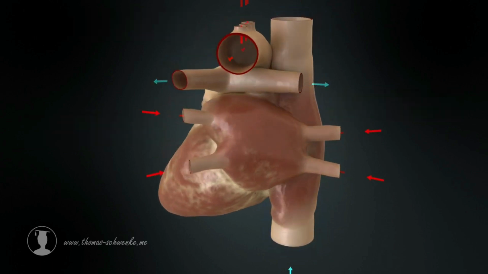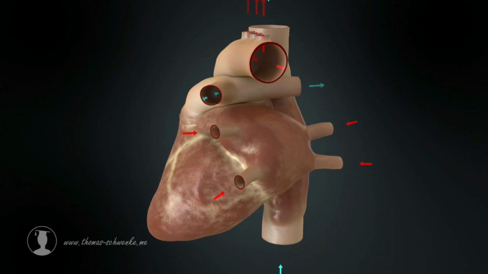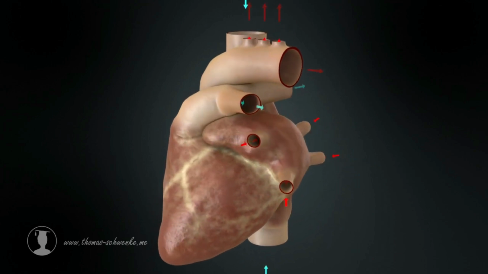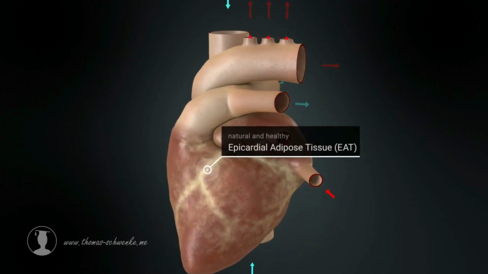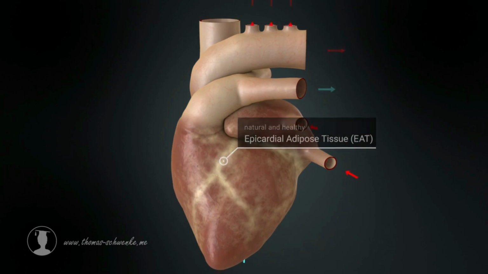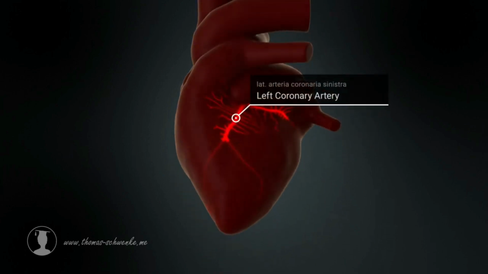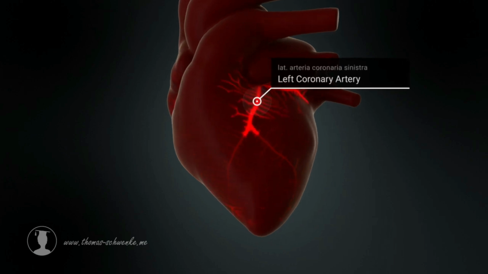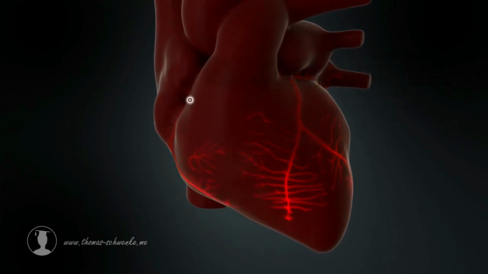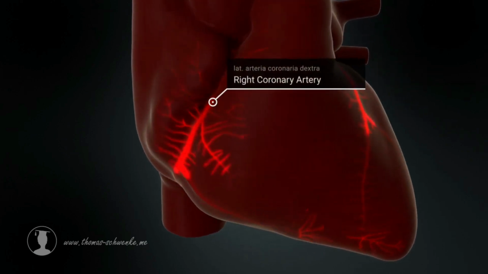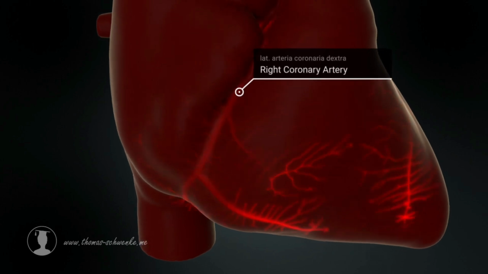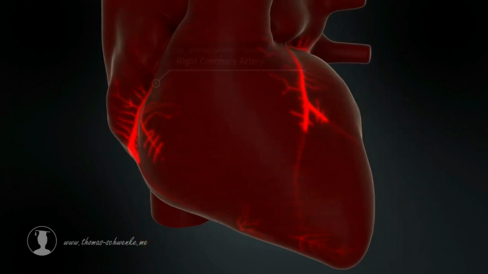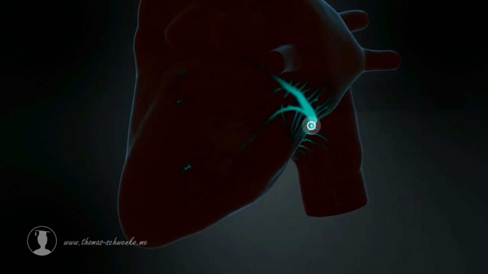However, the heart itself is not supplied with blood with the help of the aorta. The coronary arteries are embedded in the epicardial adipose tissue. The heart supplies itself with oxygen and nutrients through these blood vessels. There are 2 coronary arteries, which supply the heart with oxygenated blood, and the coronary sinus, through which the deoxygenated blood flows back into the heart.